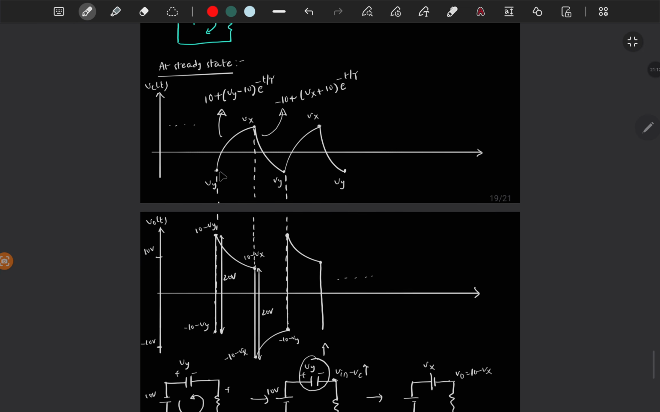Now this duration is one time constant, right? So if you substitute in place of t the duration of this time, which is nothing but one time constant, which is RC. So this is half of the time period. We assumed that half of the time period is RC. So if you do that, then you will get this value. This value is nothing but Vx, right?